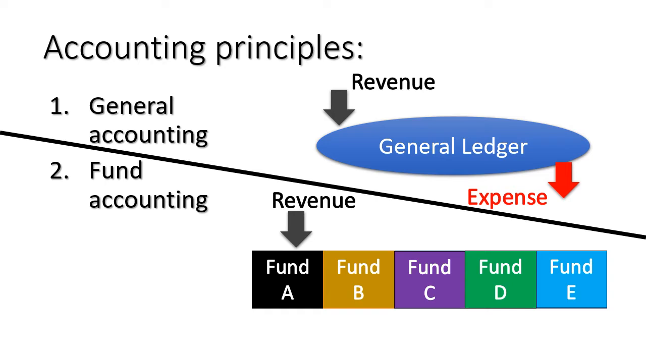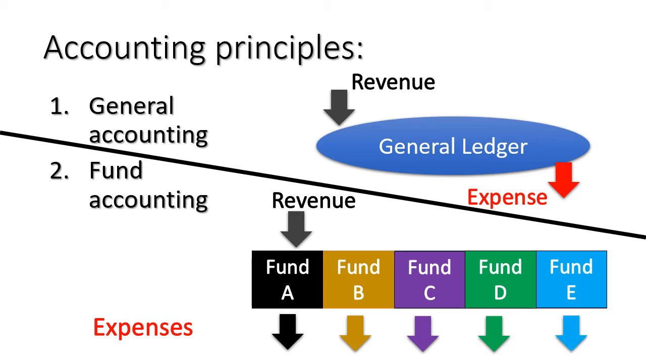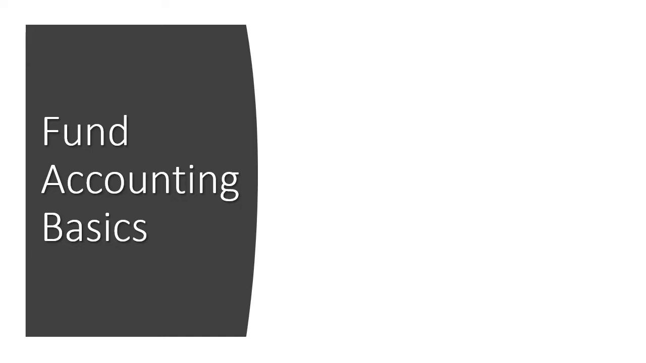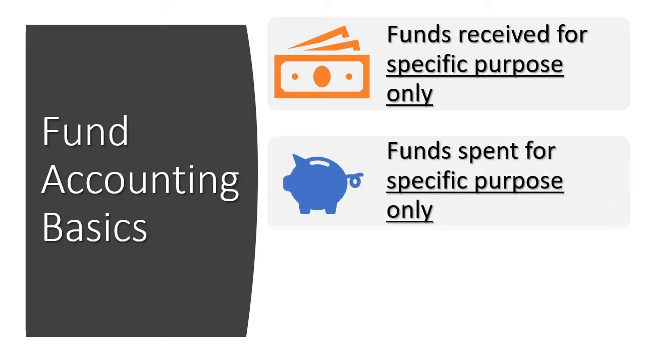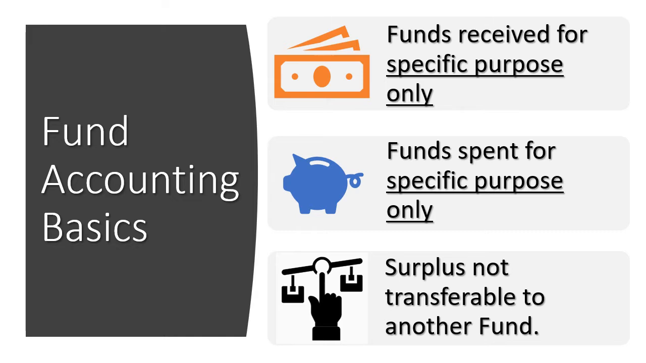If fund A is running out of money and fund B still has money with it, it cannot transfer that in the normal course of time, and we shall see what the exceptions are. So as we said, the expenses of course are for each individual fund. This is an important point to remember. So we can summarize this thus, that in a fund accounting system, funds are received for specific purpose only, and they go to specific funds. Funds are spent for a specific purpose only, and surplus of one is not transferable to another fund.